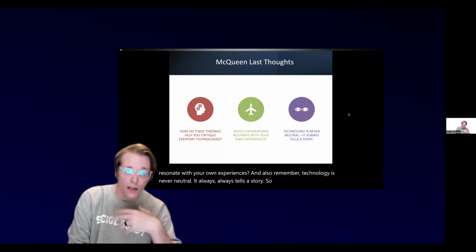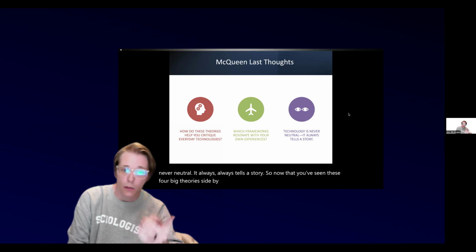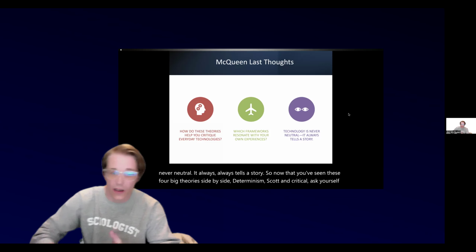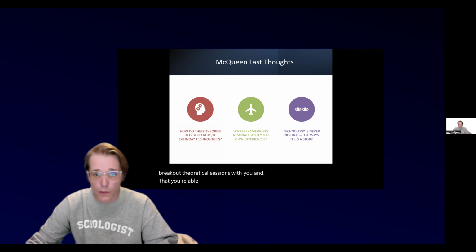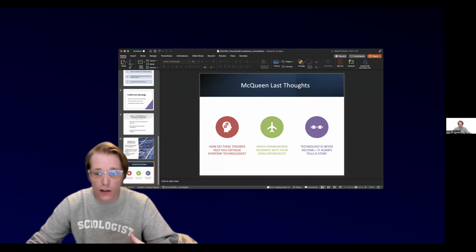So now that you've seen these four big theories side by side, determinism, SCOT, and critical, ask yourself the questions on this slide. And I look forward to having more of these breakout theoretical sessions with you. And I hope that you're able to gain more complexity and understand the knowledge that is this entire system that we're discussing. And from there, I'm going to leave you, and I will see you in the next lecture.